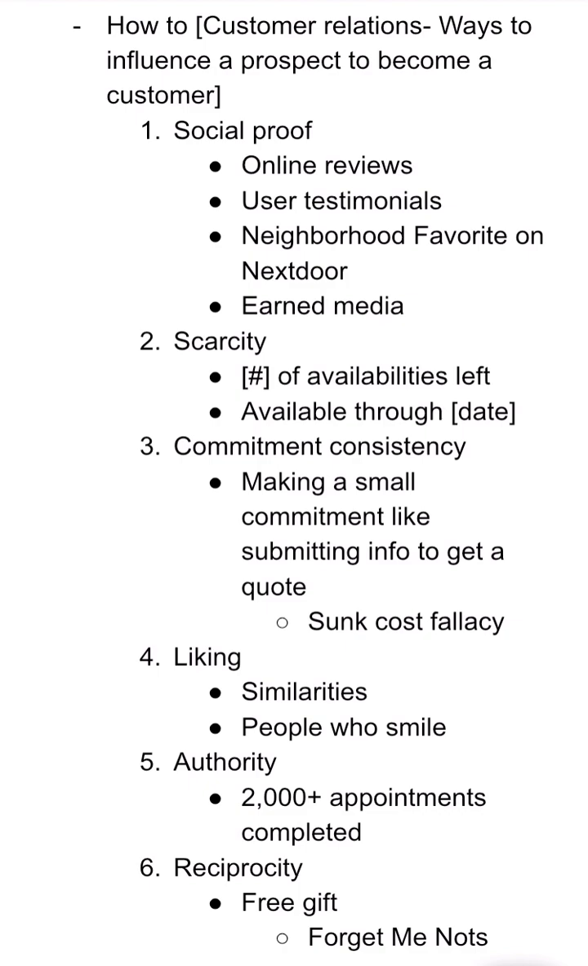So applicable again to customer relations, sales, marketing, scripts, anyone doing any sort of communication with prospects or customers. So applicable to anyone in the business. And these are 6 ways to influence, let's say, a prospect, in our case, to become a customer. All right. So categorically, they're social proof, scarcity, commitment consistency, liking, authority, and reciprocity.